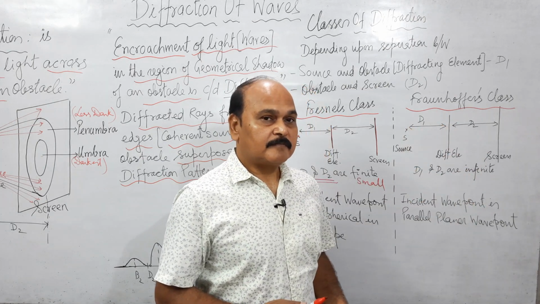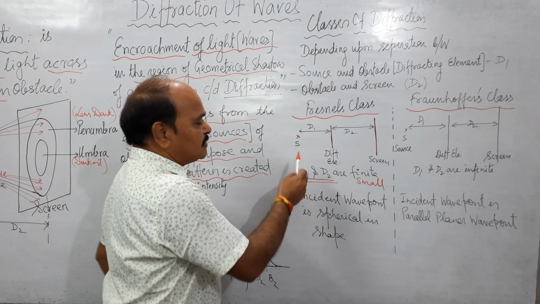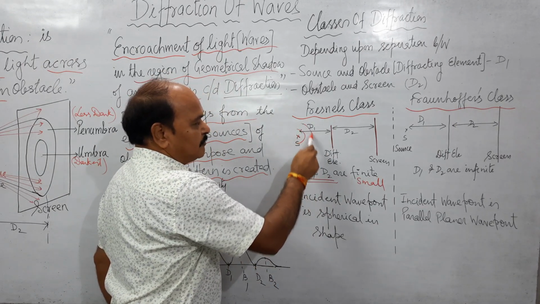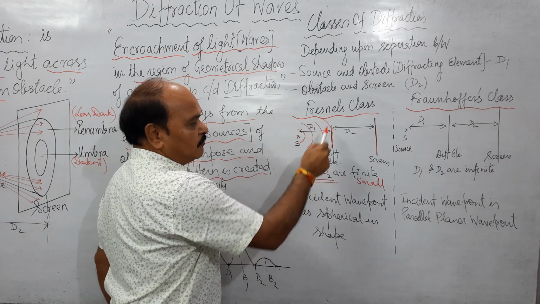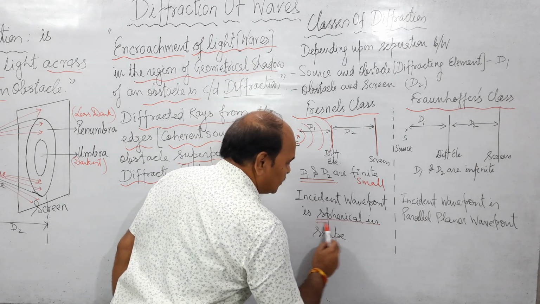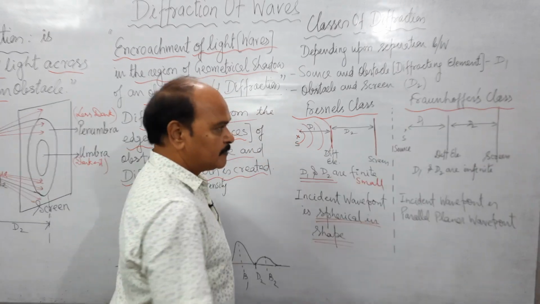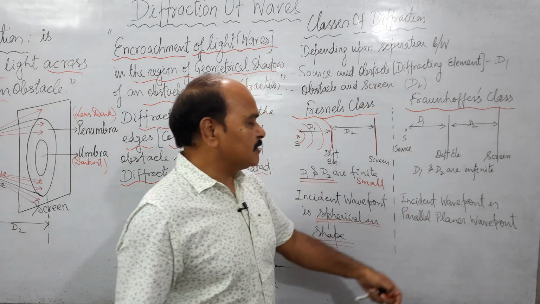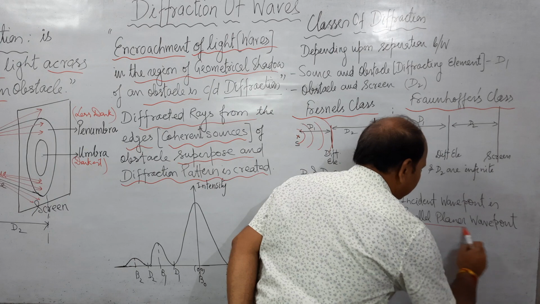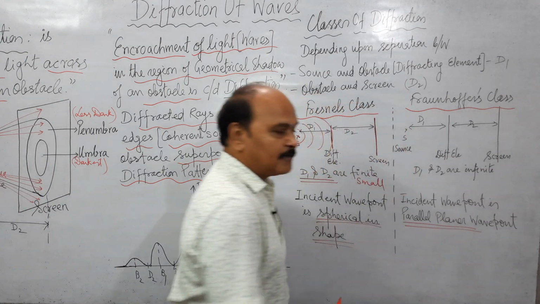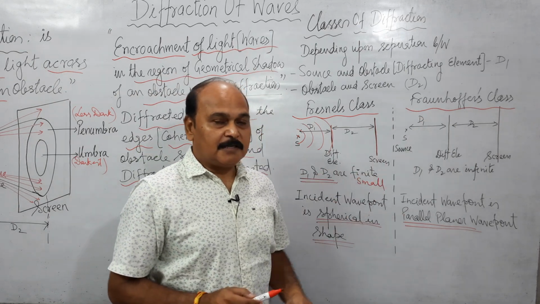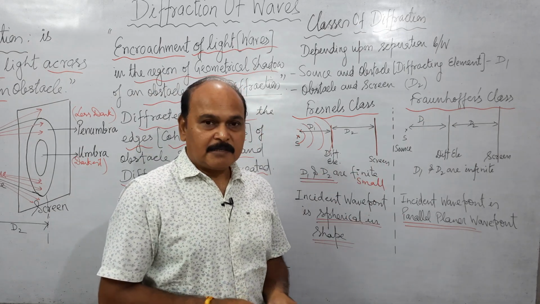So both these distances, which are finite in Fresnel's class, in Fraunhofer class D1 and D2 are infinite. In Fresnel's class, since this separation is finite, the incident wavefront, this is point source, the waves come out and fall like this over the diffracting element. So what is the incident wavefront? Incident wavefront is spherical in shape. Whereas in Fraunhofer class of diffraction, incident wavefront is a parallel planar wavefront. And children, we have this class of diffraction in our syllabus, and we'll study this in detail.